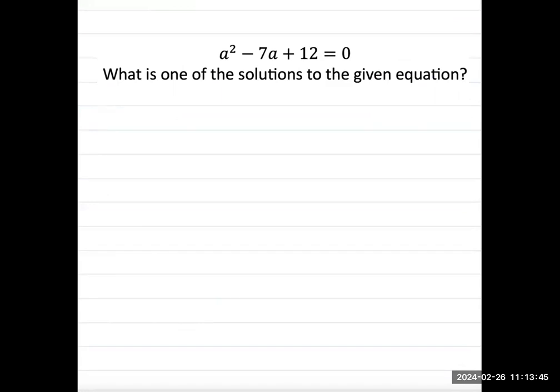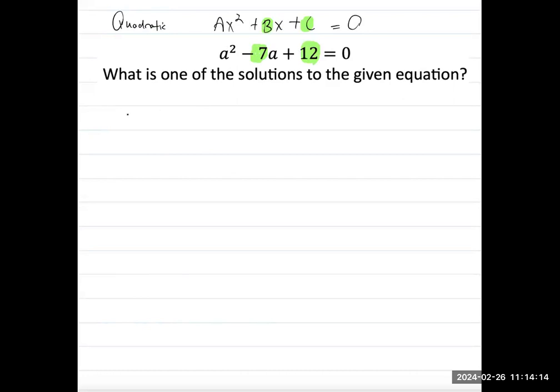Here we're being asked for the solutions to this equation, and it's a quadratic. We know it's a quadratic situation because it has an x squared. In this situation, a squared. And a quadratic is in the format of ax squared plus bx plus c. And notice that we have numbers in the b spot and in the c spot.